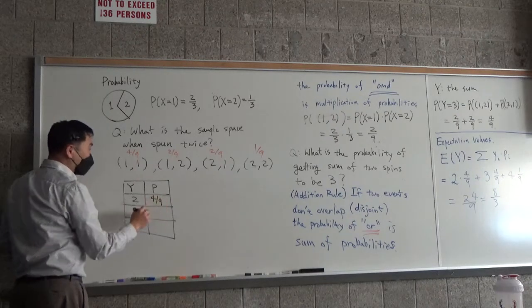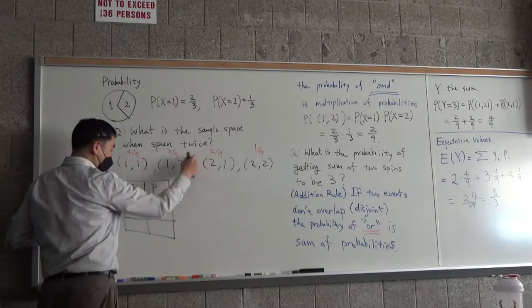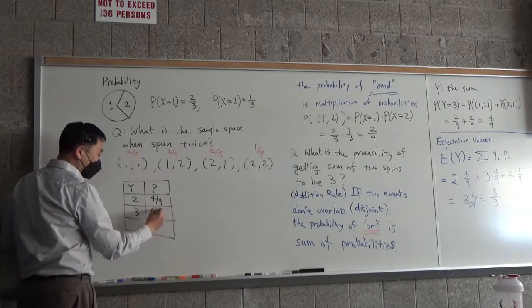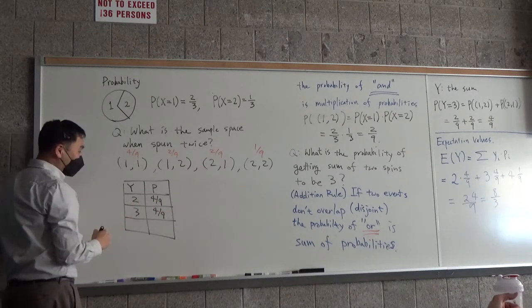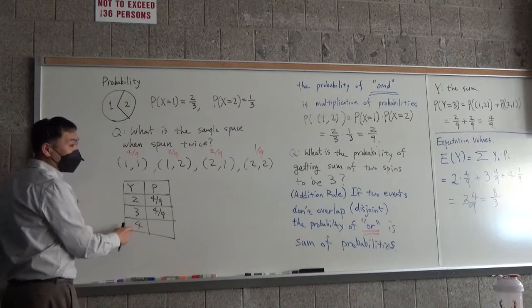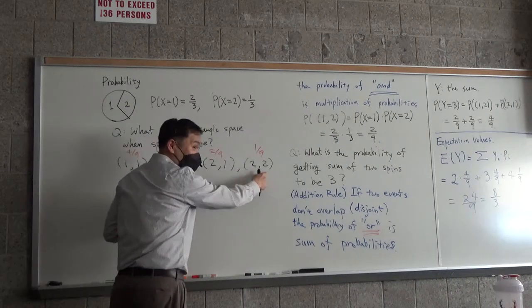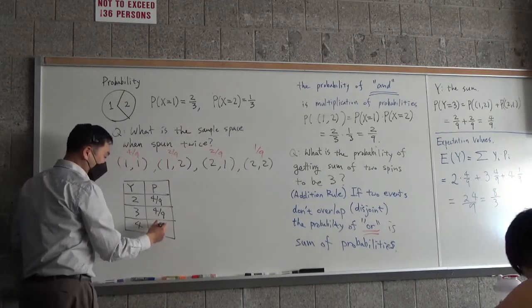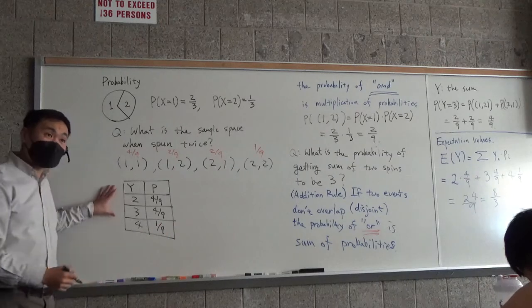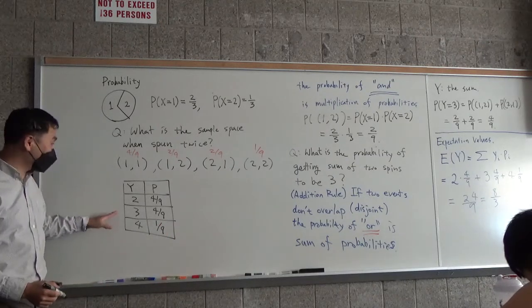So you put 4 ninths. Getting a 3 was some of these two. Again, it was 4 ninths. And getting a 4, you can get 4 only by getting a 2 and then another 2. So it'll be 1 ninth. Right? So you can make such a chart.